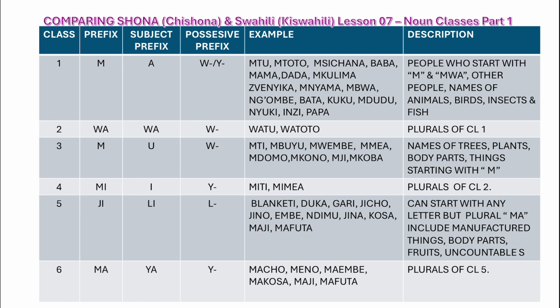Class 2 are the plurals of the class 1 nouns. For example, mtu becomes watu. Mtoto becomes watoto. Msichana, wasichana. Mnyama, wanyama. Some they don't change, the singular and the plural are the same.